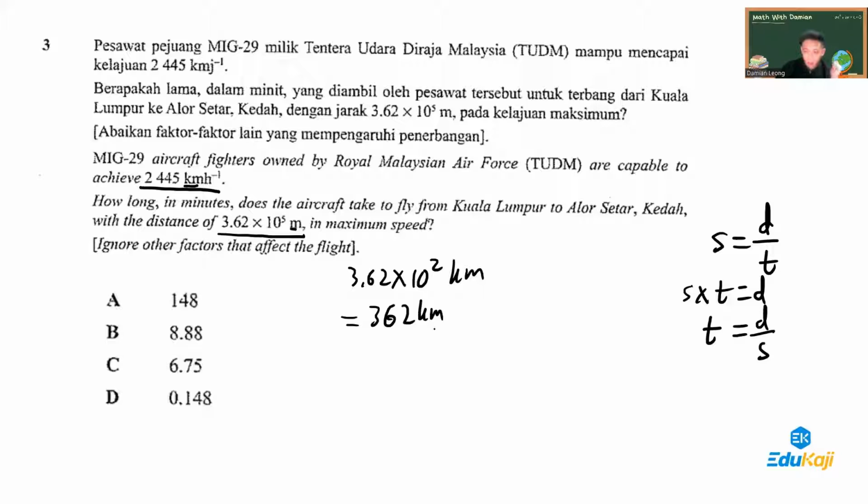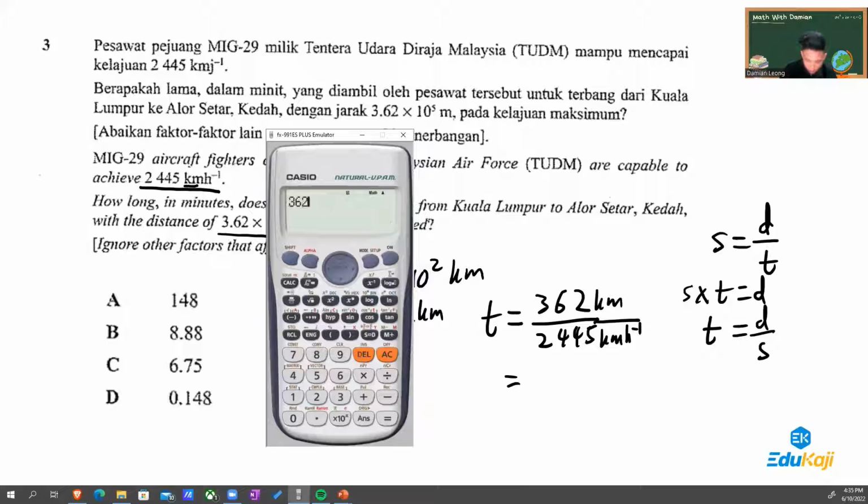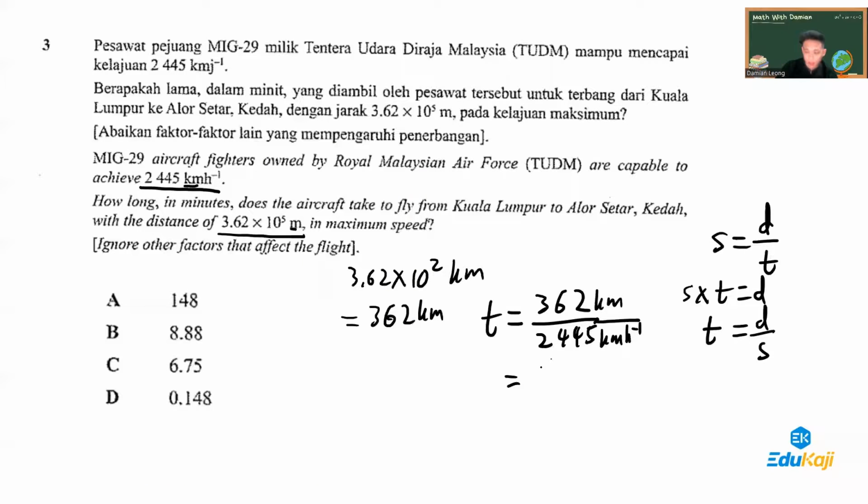Yeah. So to find the time, I take the distance, 362 km, divide by the speed, 2,445 km per hour. But again, be aware of the unit is km per hour. So when I divide, what I will get here is in hours.